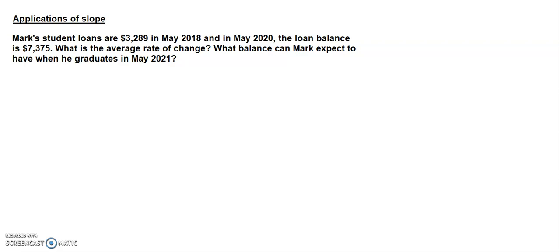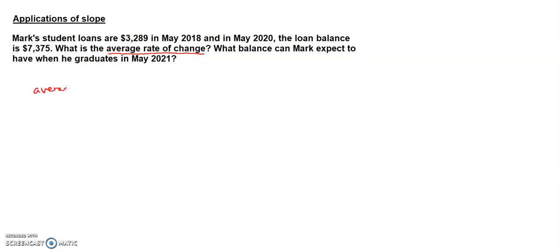Okay, in this video we're going to look at one application of slope, but they all are fairly similar if you look for the same key features. Okay, so this says Mark's student loans are at $3,289 in May 2018, and in May 2020 the loan balance is $7,375. What is the average rate of change, and what balance can Mark expect to have when he graduates in May 2021? Okay, so you see average rate of change, and you think slope.